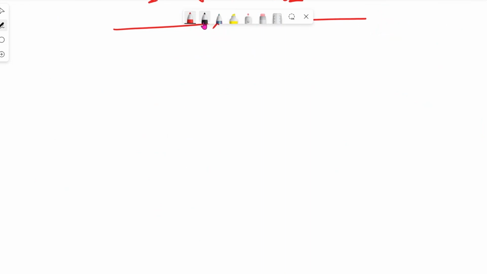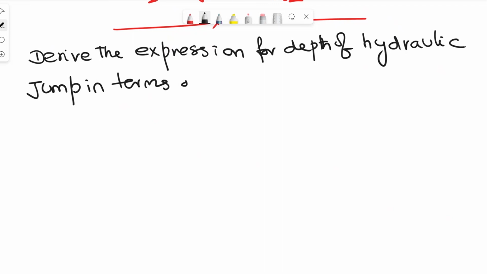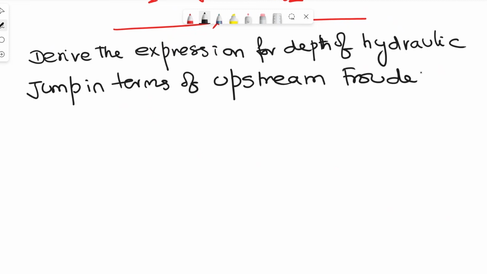What is the next one? Actually, the third one is there. Derive the expression for depth of hydraulic jump. All can be written in terms of upstream Froude number. Sometimes in the problem they will give you the Froude number. So from the Froude number, how to do it, we can also do that. But again and again I am repeating, the only equation that we have is that one.